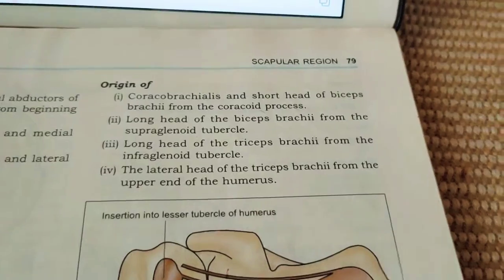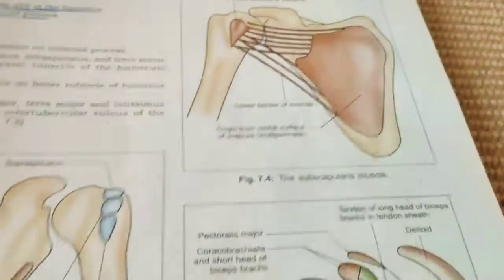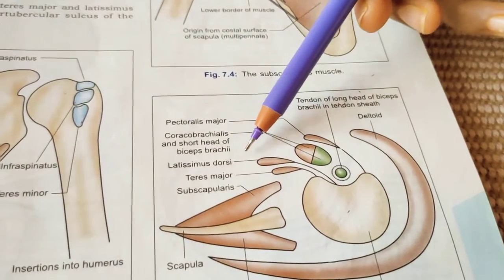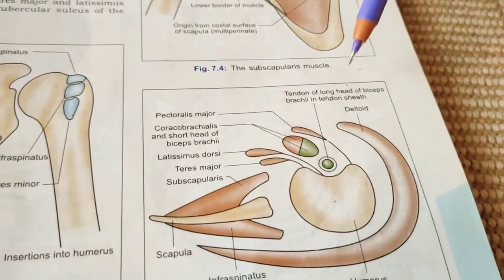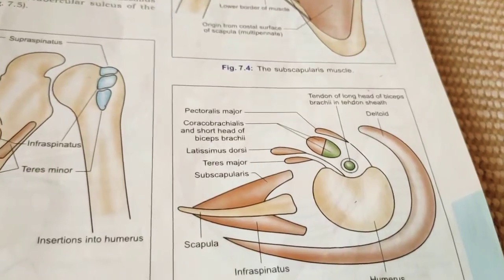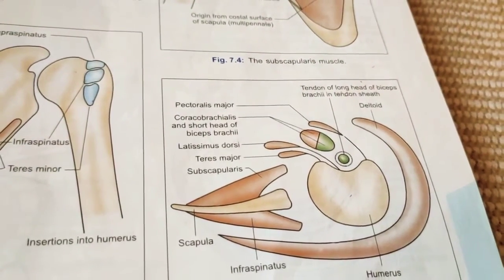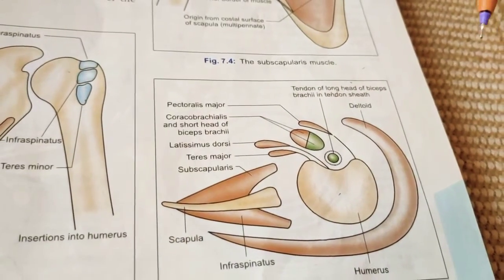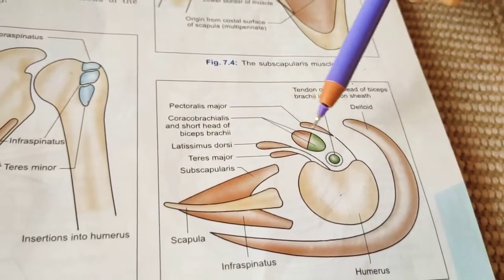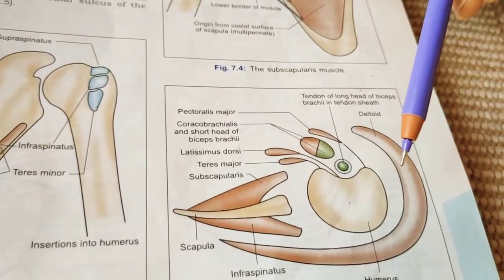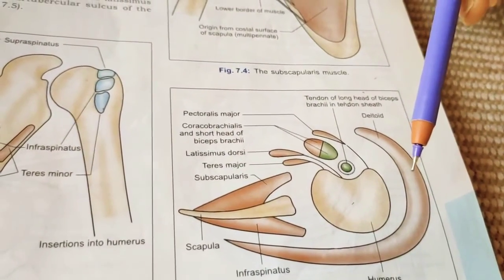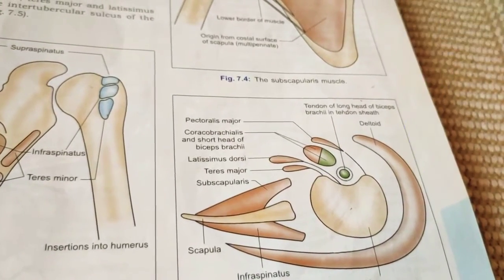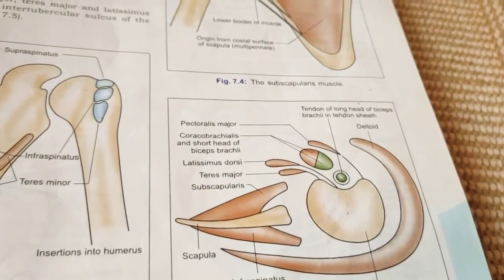There are different origins of muscle like coracobrachialis. I will show you in diagram. So you can see here the coracobrachialis and short head of biceps brachii. Even the long head of biceps brachii will be seen, and right, long head of biceps brachii from supraglenoid tubercle. Coracobrachialis, short head of biceps brachii from coracoid process, and you will see long head of triceps brachii from infraglenoid tubercle. Lateral head of triceps brachii from upper end of humerus. So these are all the structures which are inside the deltoid.